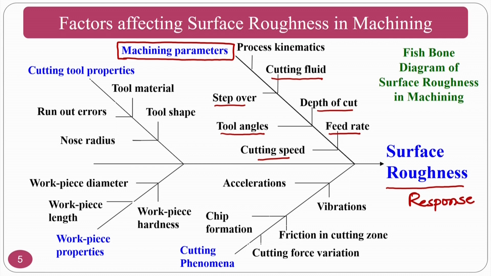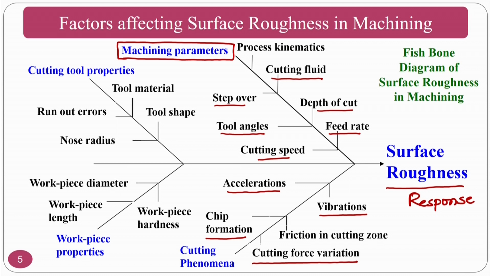Then the cutting phenomena: whether acceleration is there, whether vibrations are there, the chip formation you can see, the friction in the cutting zone and cutting force variations. These are the other things that mostly people won't touch. However, the design people who design these machine elements or machine tools normally think that if I give these input parameters, they will measure the vibrations, forces and the chip formation as output parameters.